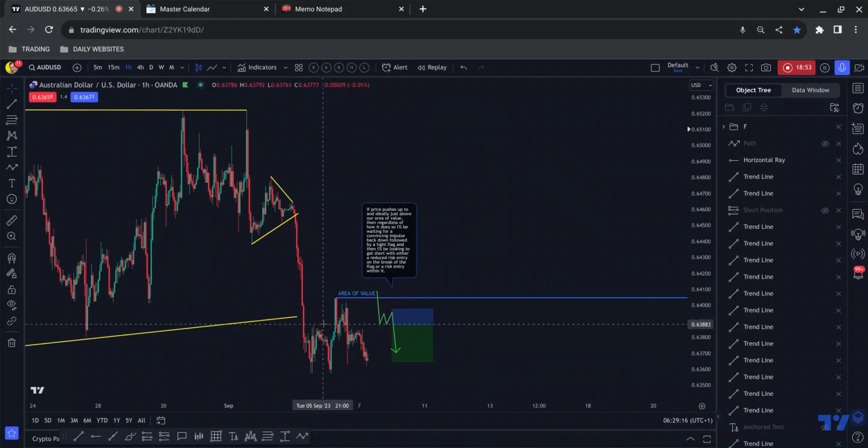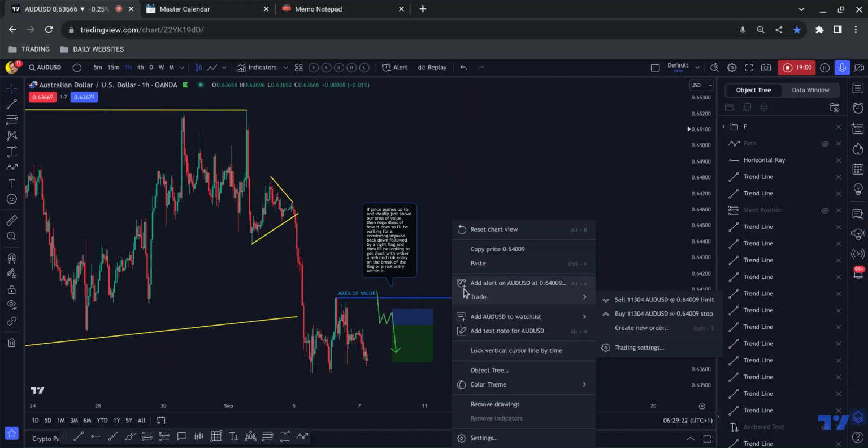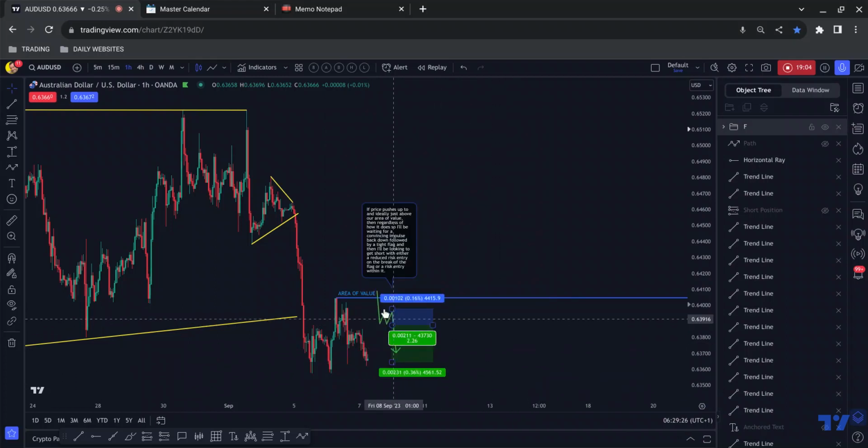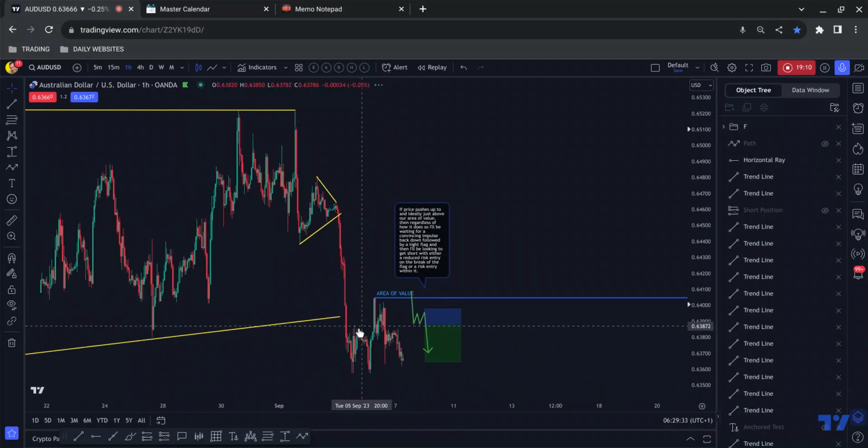So what I'll be looking for, once again, you guessed it, I'll be looking for price to tap into this area. I haven't got an alert on there for some reason, I don't know why, so I'm just going to set one now. There's my alert set. If we tap into that area and we push down and we get that flag, then once again I'll be looking to get short either on the break of or within the flag.